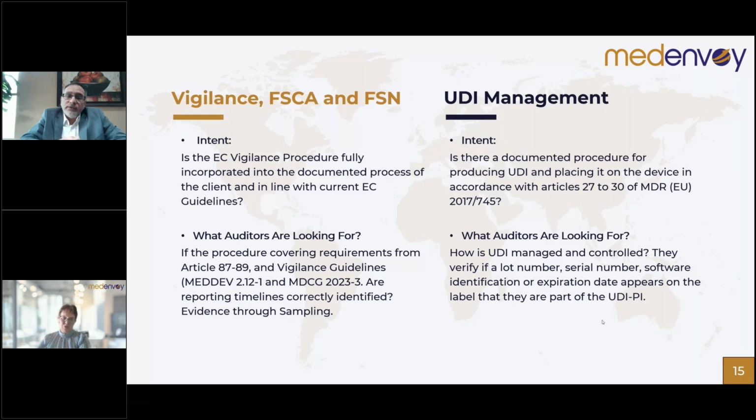And obviously, the language requirement applies to the instructions for use and label as well for Switzerland, because they have 4 languages. So you need to, exactly.